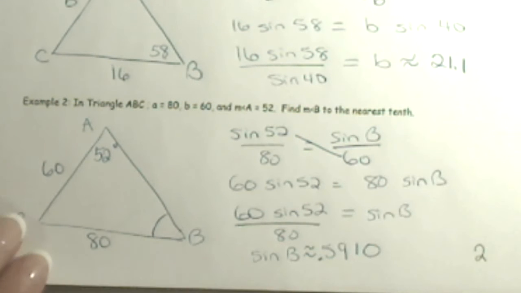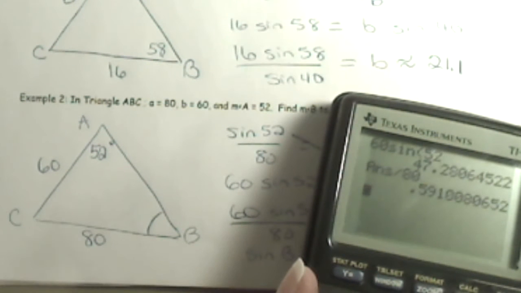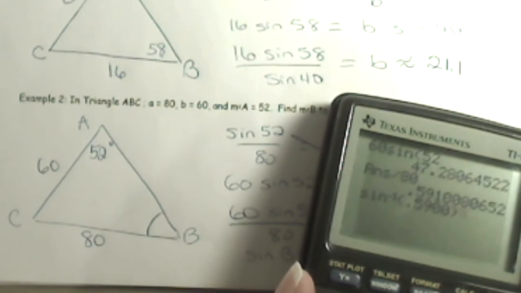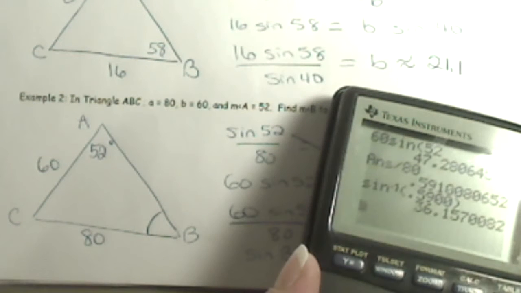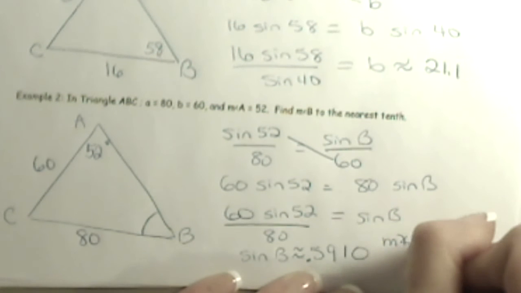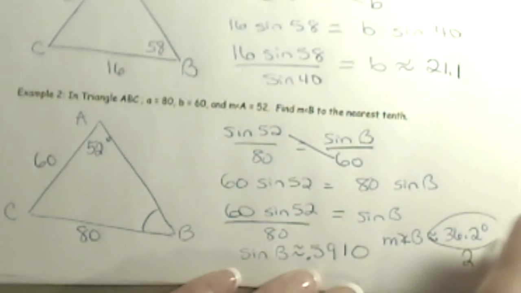It is not the measure of angle B. So in order to get the measure of angle B, I have to use my inverse trigonometric function, switching the input and output. So I will ask the calculator, given the sine ratio, tell me the angle which has that ratio. And I get about 36.157, or about 36.2 degrees. So the measure of angle B is about 36.2 degrees.